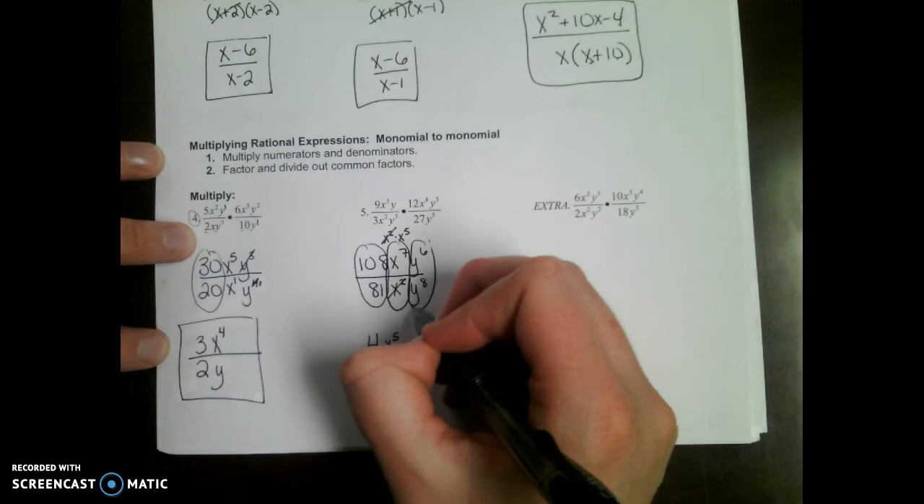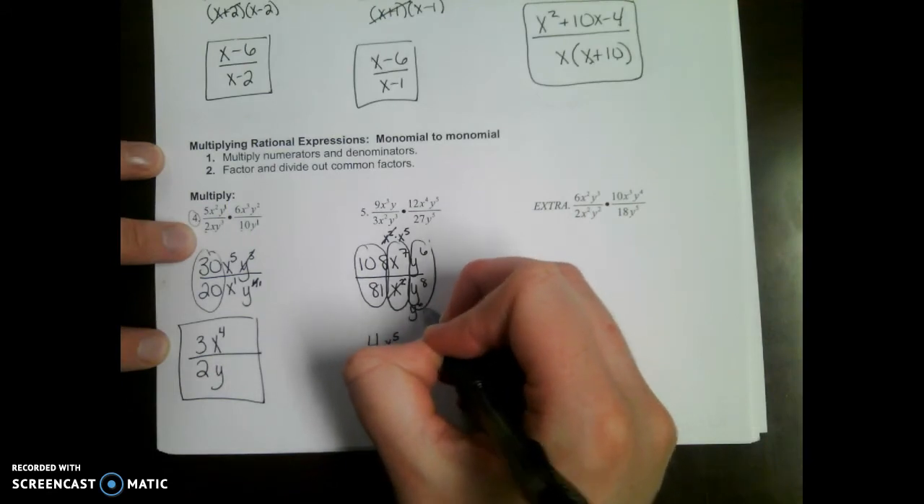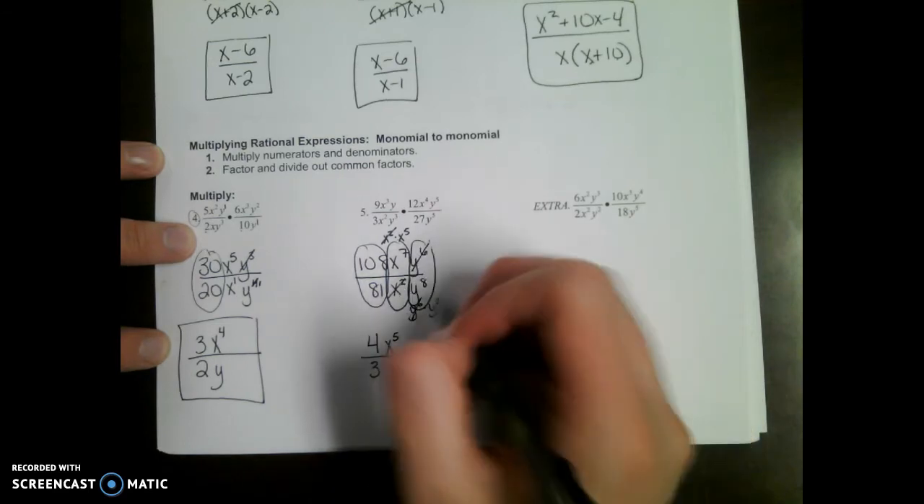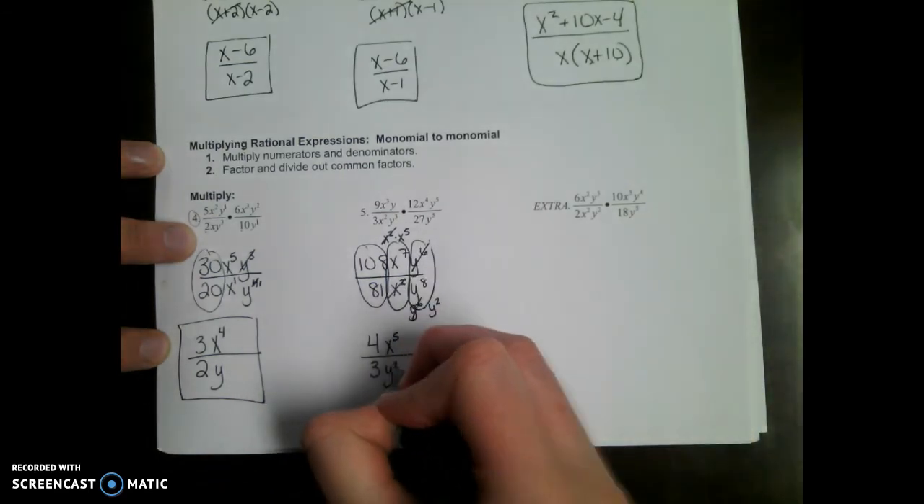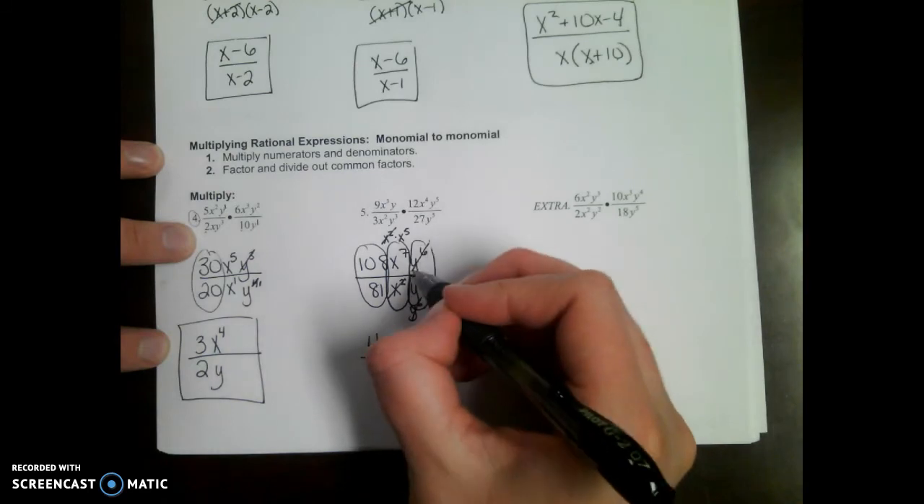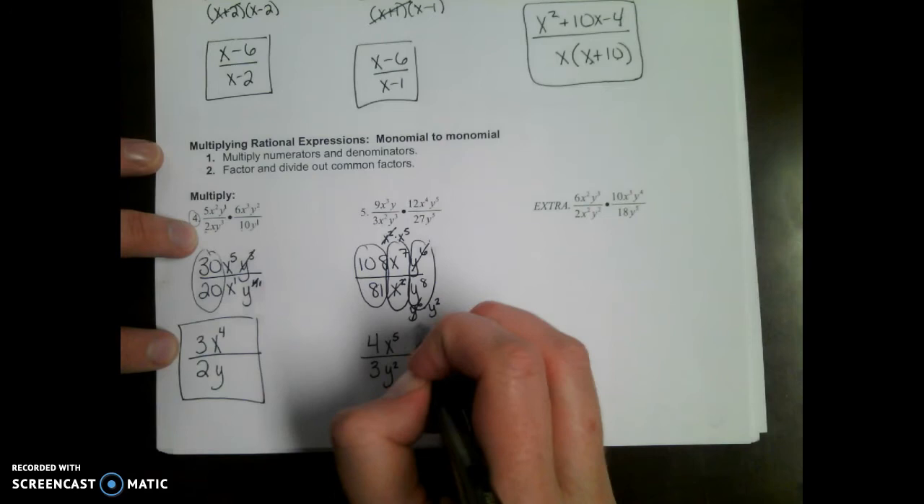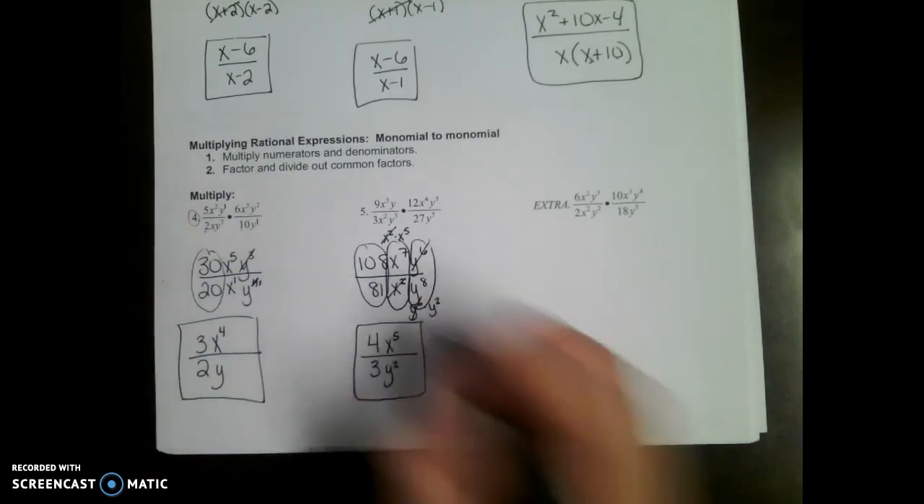You could write this y to the 8th as y to the 6th times y to the 2nd. Y to the 6ths are going to cancel, leaving us with y squared on the bottom. Or these 6 are going to cancel out 6 of the 8, leaving us with 2 left over. And that is our final answer.